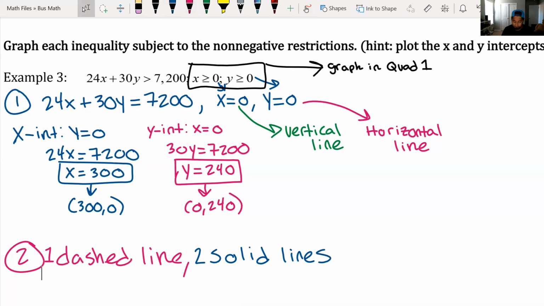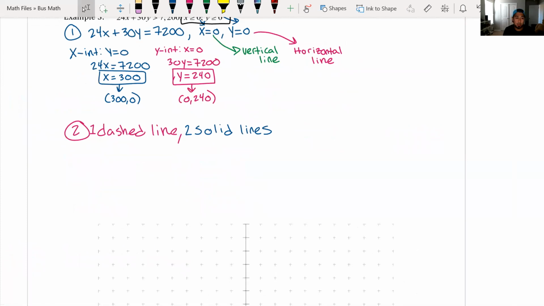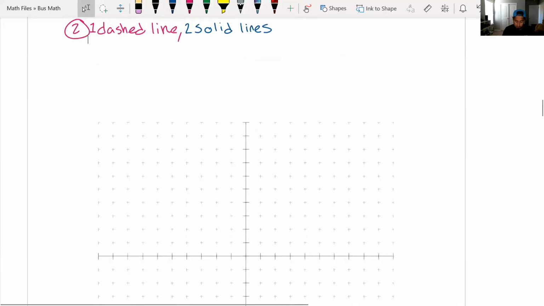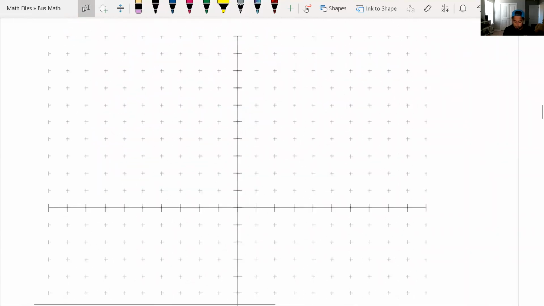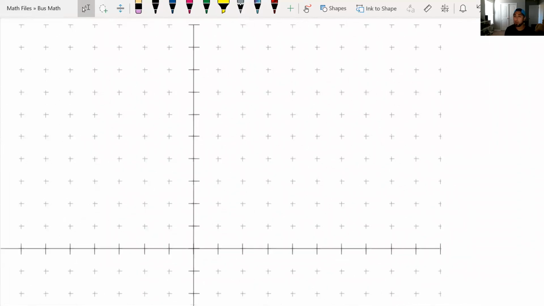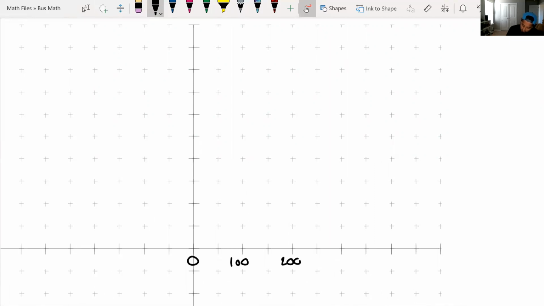All right, now let's graph. Look at my x value, 300, and look at my y value, 240. So let's make some appropriate intervals. I'm going to zoom in really fast here. Since x is in the 300s, I am going to spread out my x-axis, which means I'm going to make this value 0, skip 1 and make this 100, 200, 300, 400, 500. And then, since my y-intercept is 240, I can go by, let's say, 60s.